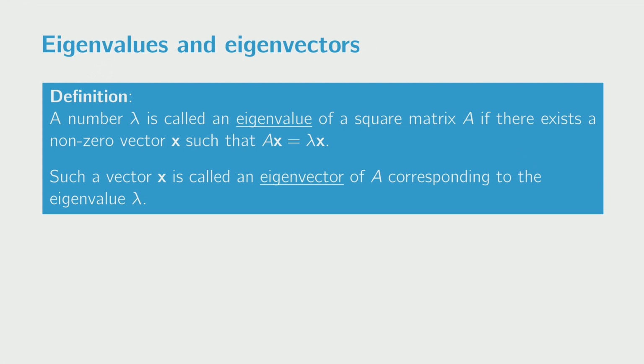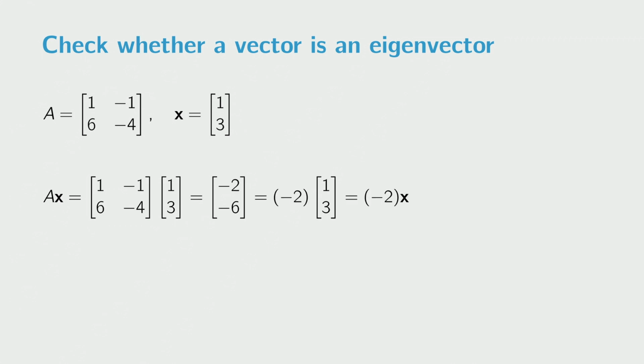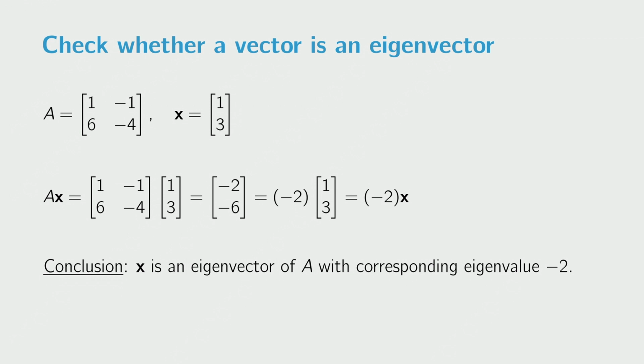Let's have a look at an example. Consider the matrix A and vector x shown here. Let's find out whether or not the vector x is an eigenvector of A. The product of A and x is equal to the vector -2, -6, which is equal to -2 times the original vector x. Hence, the vector x is an eigenvector of A with corresponding eigenvalue -2.